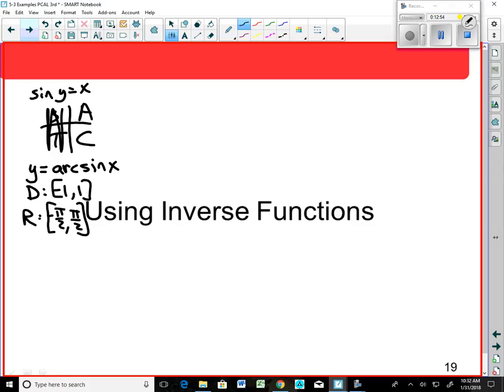And then if the cosine of y equals x, all students take calculus. What two quadrants do we use for arc cosine?